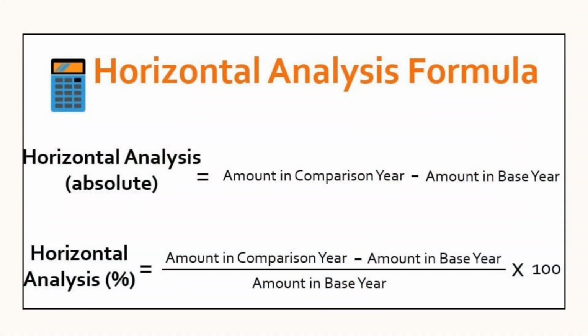The formula of horizontal analysis is absolute change is equals to comparison year subtract base year. The percentage change is equals to absolute change divided by base year multiplied by 100.